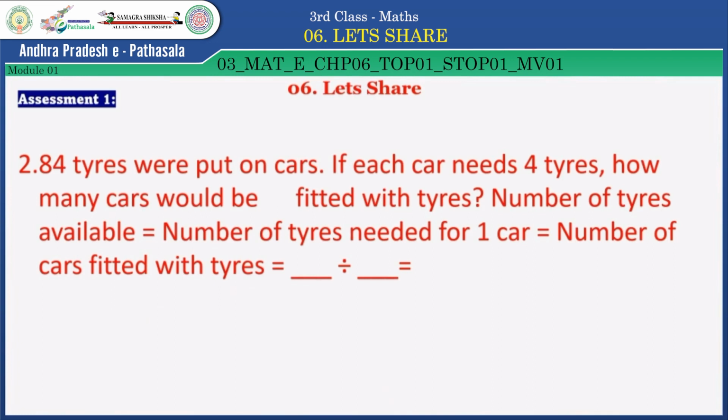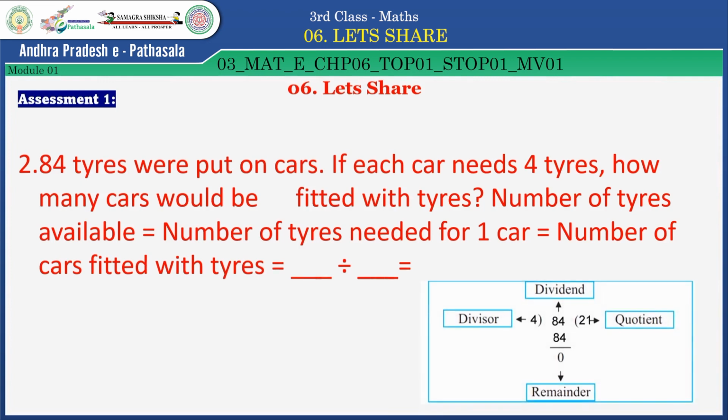And the second one is: 84 tires were put on cars. If each car needs 4 tires, how many cars would be fitted with tires? The number of tires available is equal to 84. The number of tires needed for one car is equal to 4. The number of cars fitted with tires is equal to 84 divided by 4. The answer is 21.